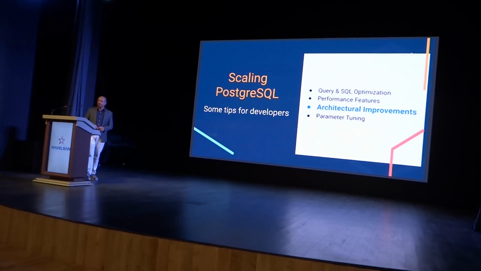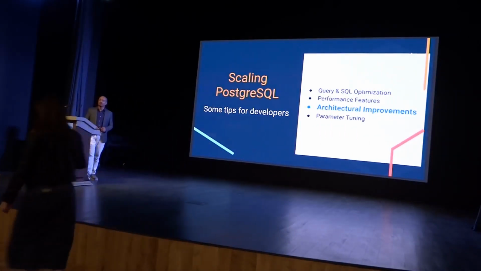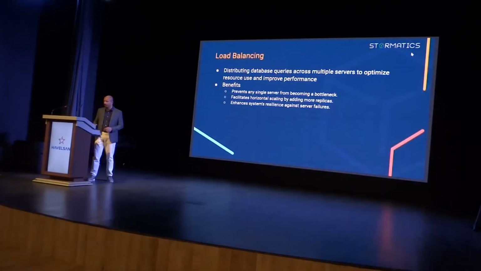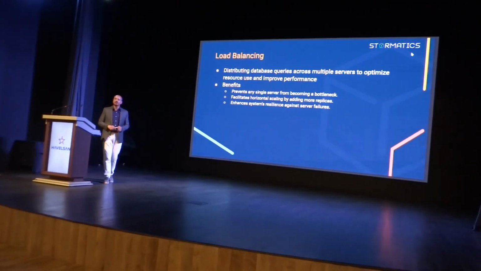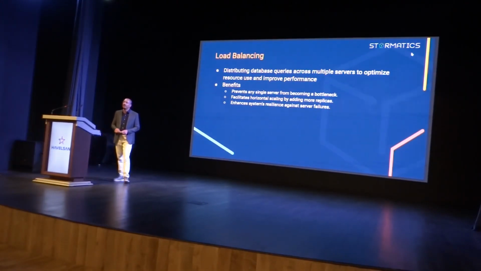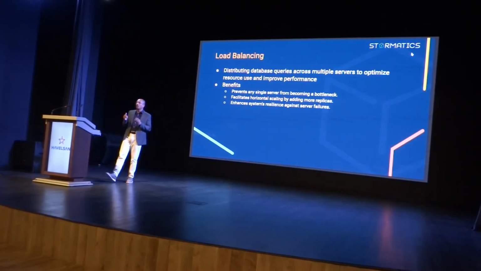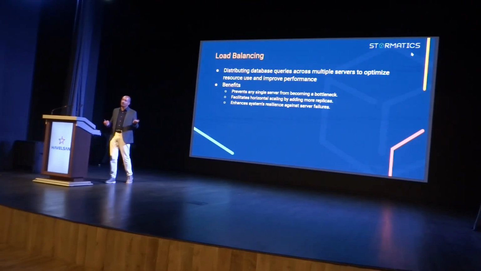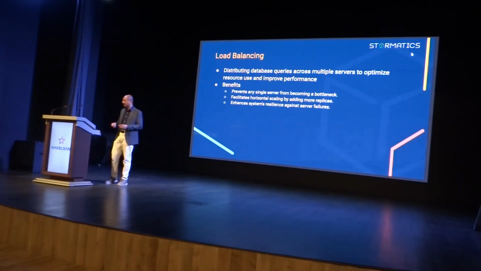The third section is about architectural improvements that you can make in your Postgres deployment. The first topic that we're going to tackle over here is load balancing. What load balancing does is it distributes the load of your database queries and execution across different nodes so that one node doesn't become the bottleneck. That's the whole concept about it.